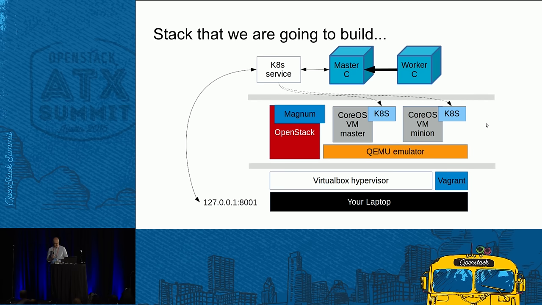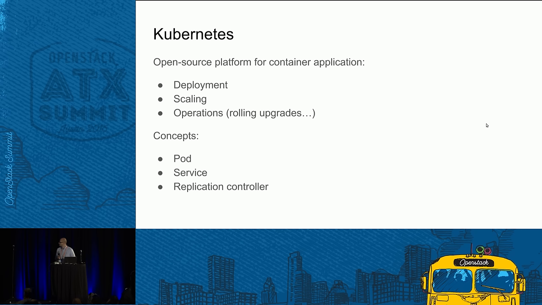I'm going to go through a little bit of Magnum and Kubernetes things. Kubernetes is an open source platform for container application deployment, scaling, operations, and stuff like that, or the orchestration. That's what in Magnum they call the container orchestration engines. In the case of OpenStack, it sits on the VMs spawned by OpenStack. It has certain concepts. One of the concepts is a pod. A pod can be one or more containers that are co-located on one single host. You define pods through YAML files. We're going to later use those to launch an example application.